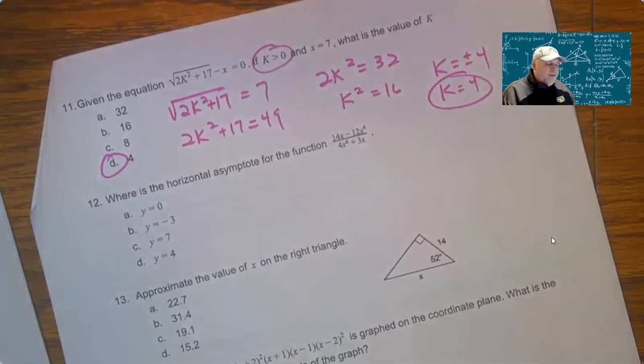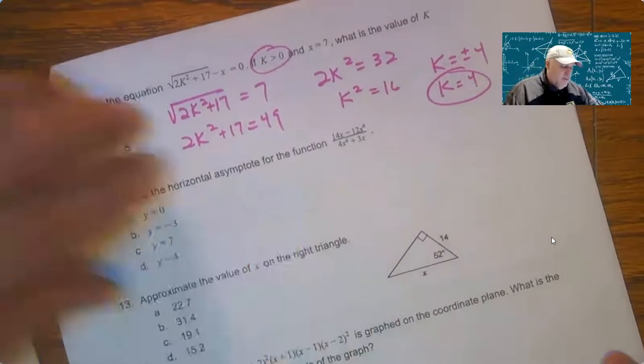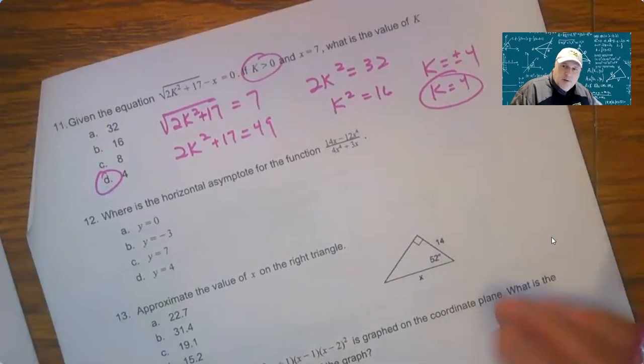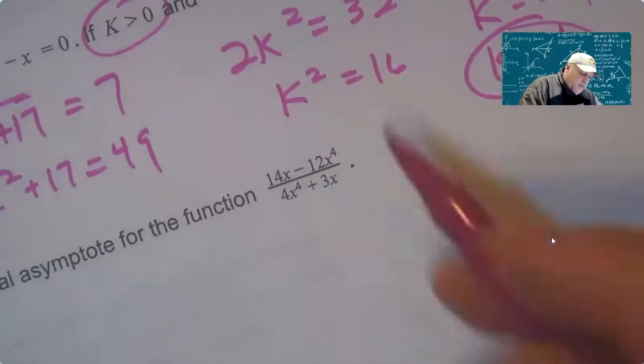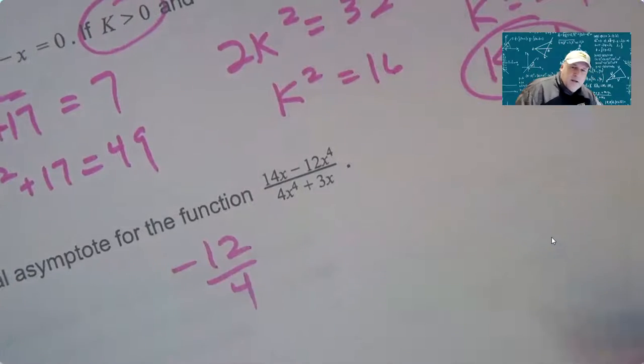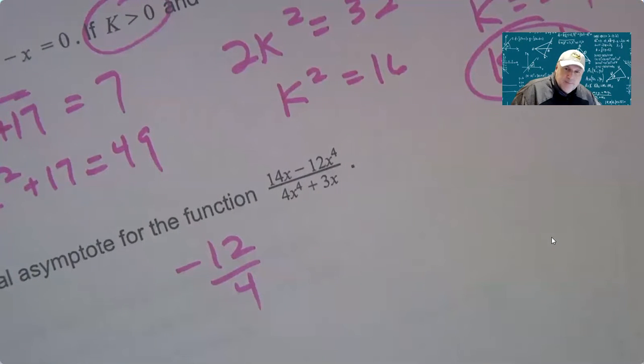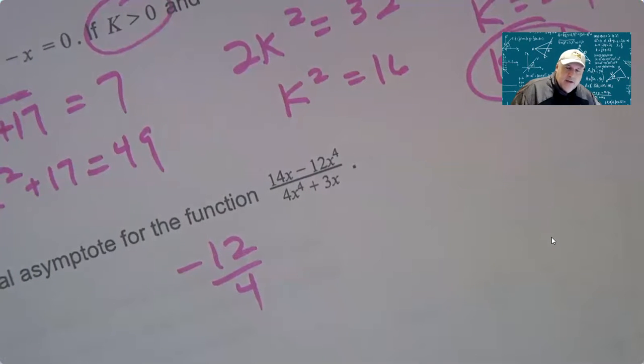What is the horizontal asymptote for this function? So you want to take the ratio of the coefficients of the highest powers. So negative 12 over 4. If those highest powers are the same, that's critical. They are.